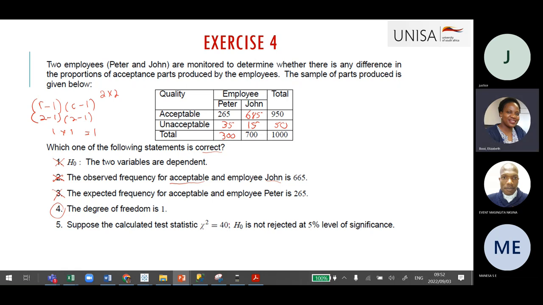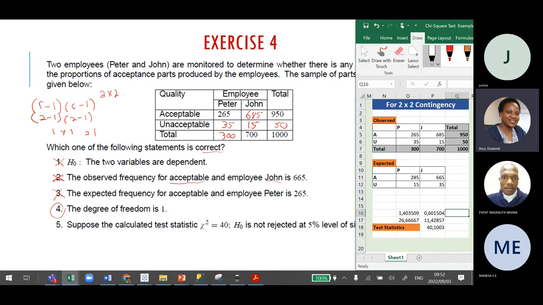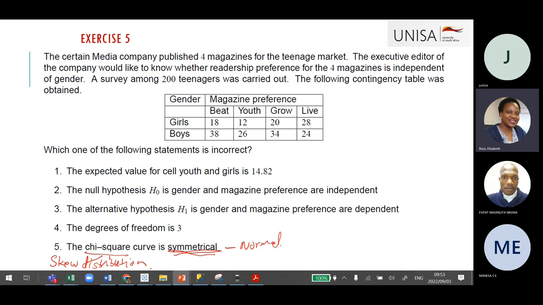Suppose the test statistic is equal to 40. Is our test statistic 40? Our test statistic is 40.1003. So that would have been also incorrect. Next, let's look at the next question.